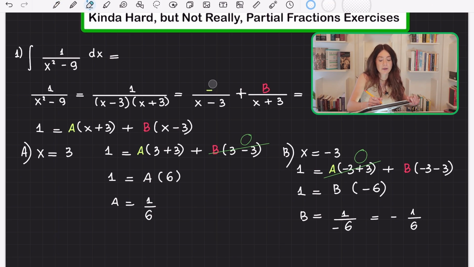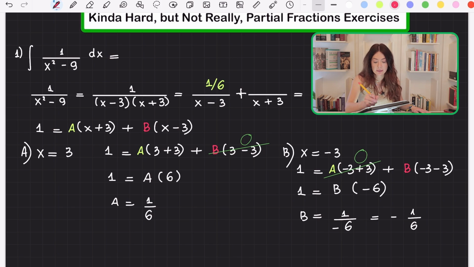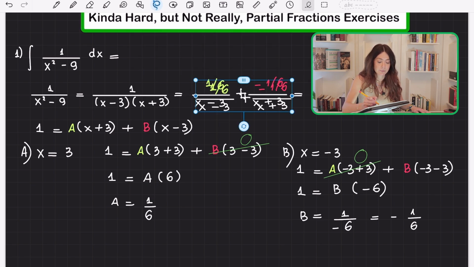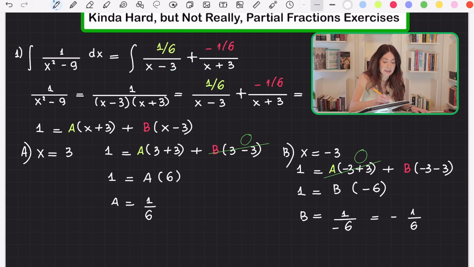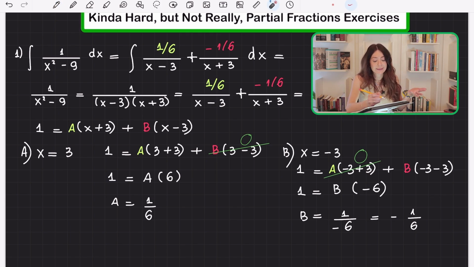Okay, so I found my coefficients, and that is all I wanted to do. That's 1 over 6, and this is -1 over 6, okay? So then you put that instead of 1 over x squared minus 9. And what happens now, I mean, you don't have to write this step, but really what's happening is that you give this its own dx, take that integral separately, take this integral separately. 1 over 6 is a constant, so it comes out of the integral.